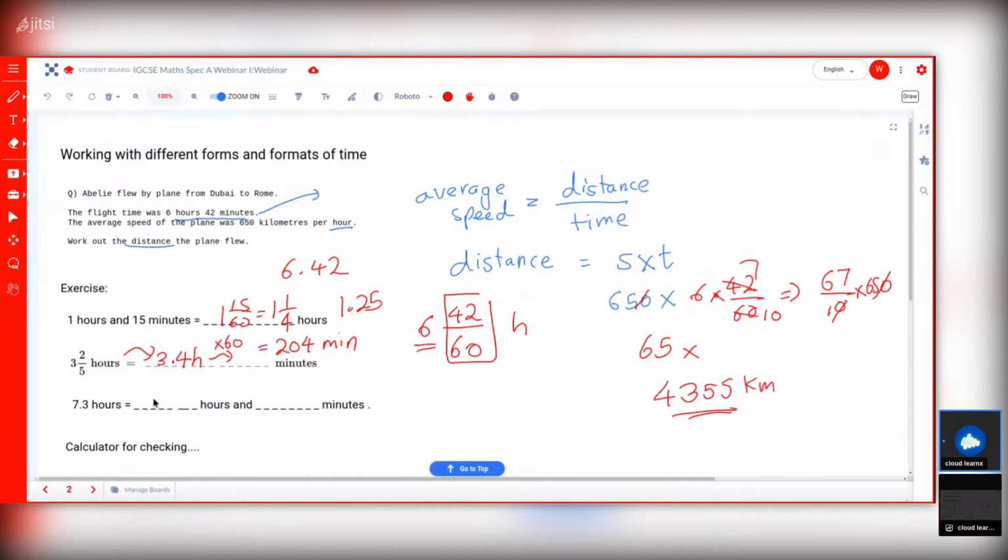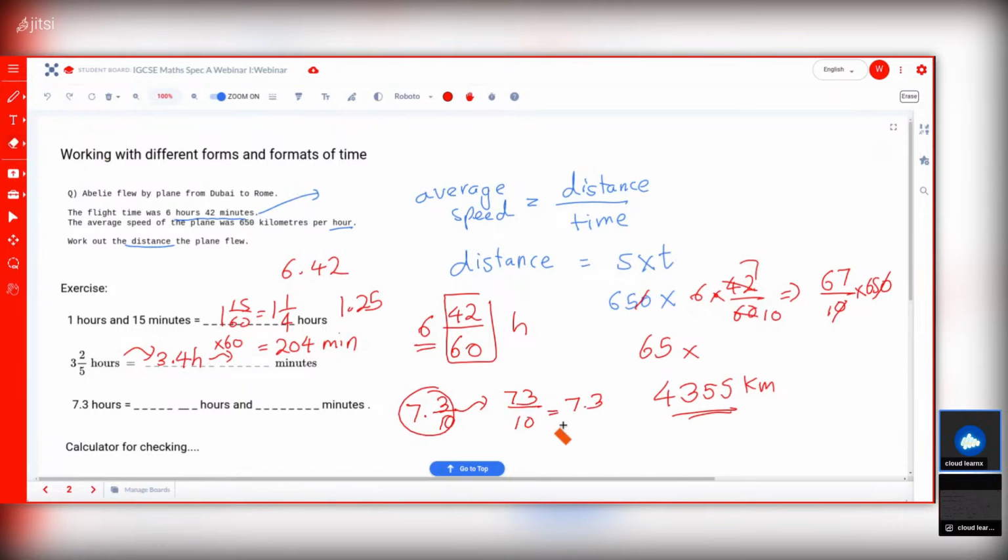Next, 7.3 hours. Now, this is a classic error as well. So how do you split this up? You would do 7 hours, 30 minutes. Well, that's generally what students tend to do. But then you should know, okay, 7.3, how do we think about that? 7 and 3/10. That's the value. So you would convert that into an improper fraction, which would be 73/10, which is 7.3.